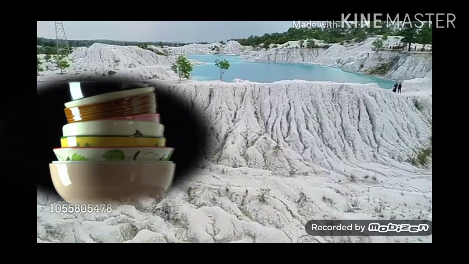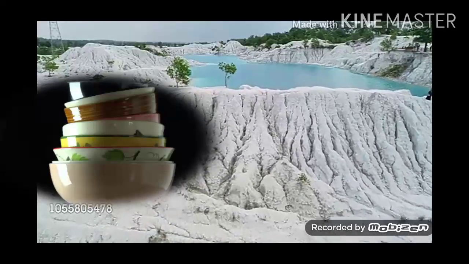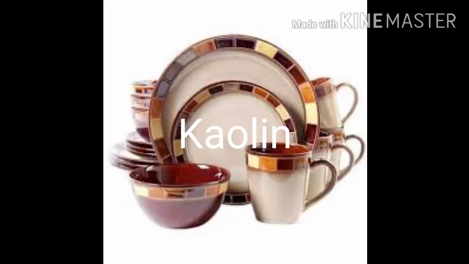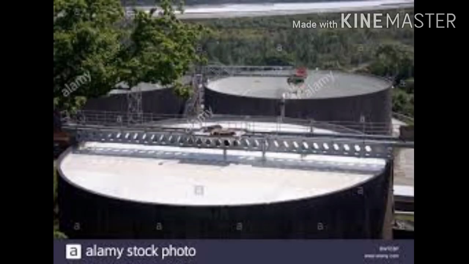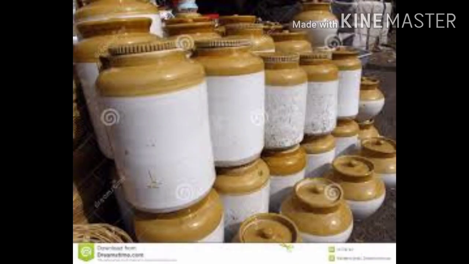Some useful types of soil. China clay. It is also called kaolin. It is white in color. It is used to make crockery, bathroom tiles, tanks, laboratory apparatus, masks, jars, etc.